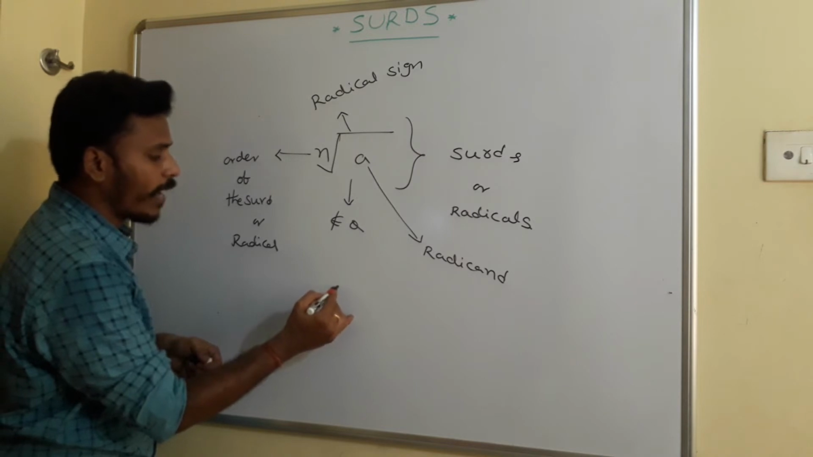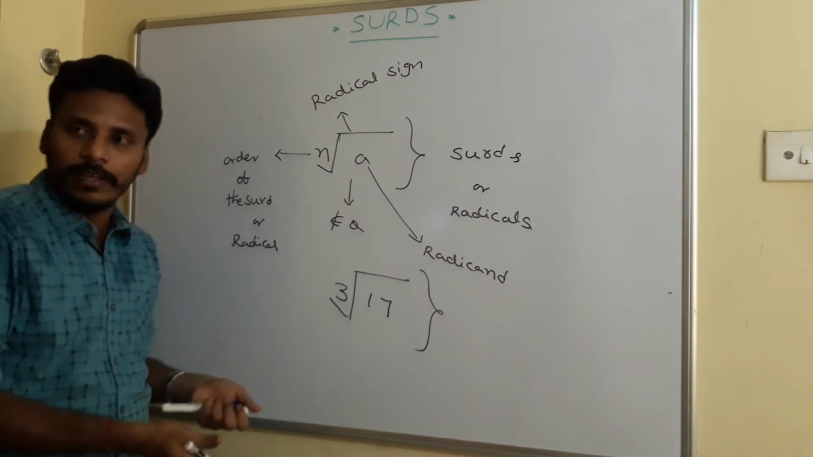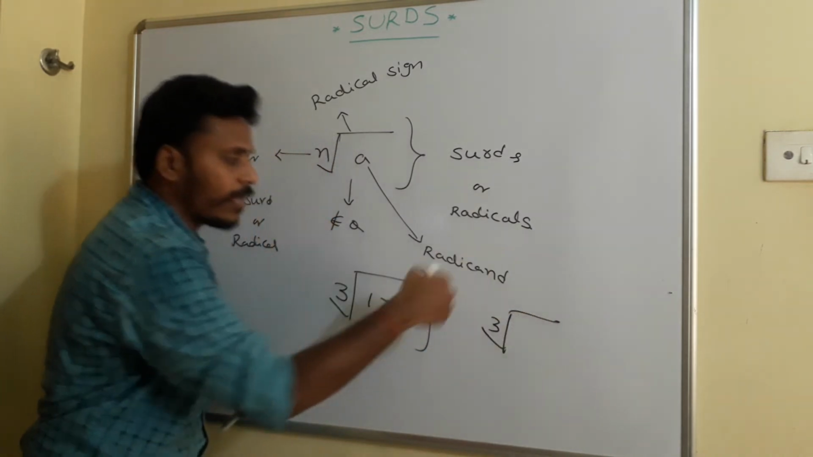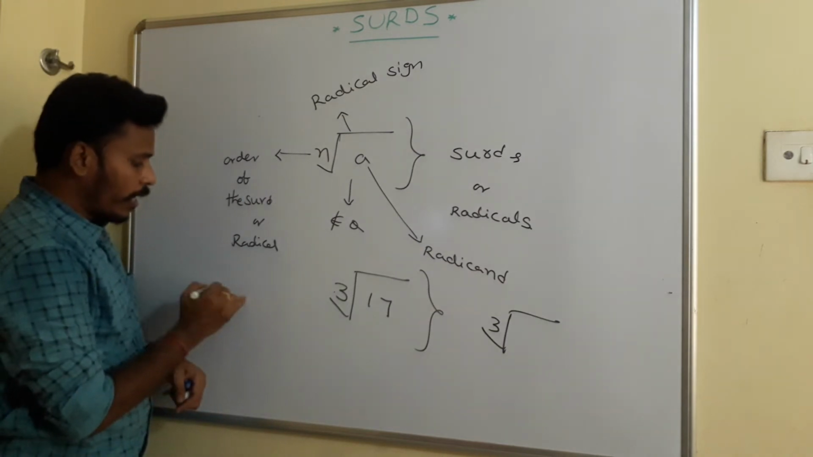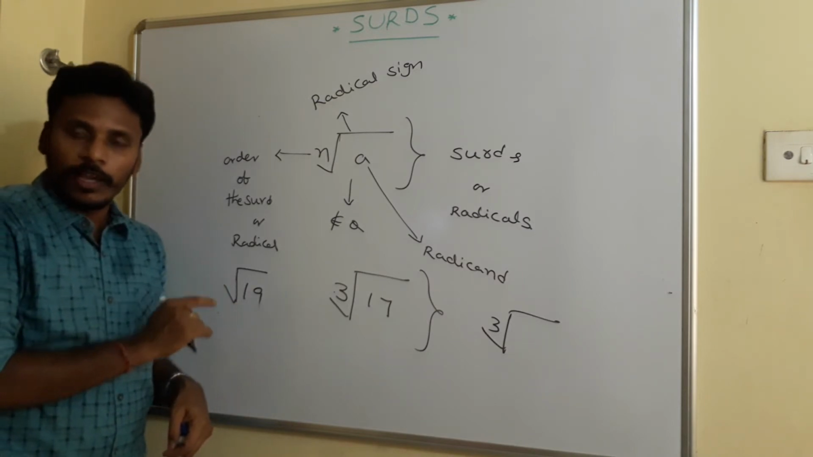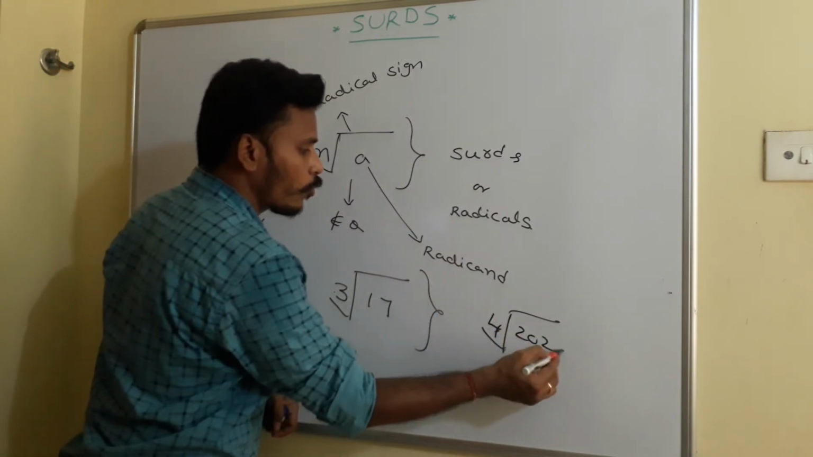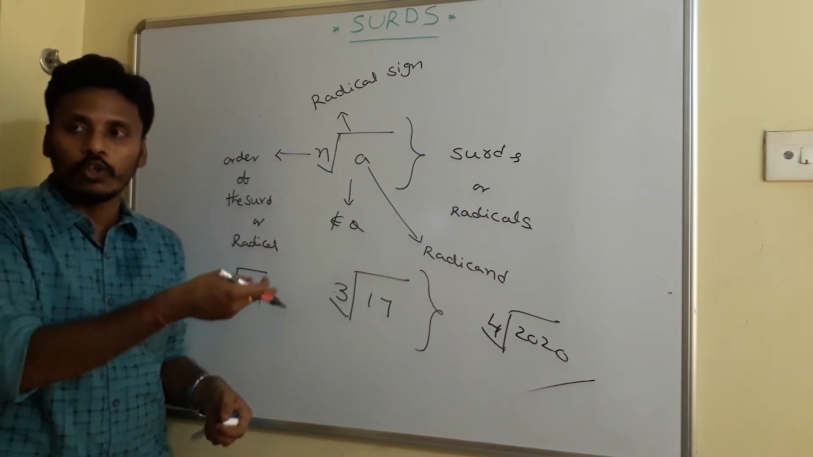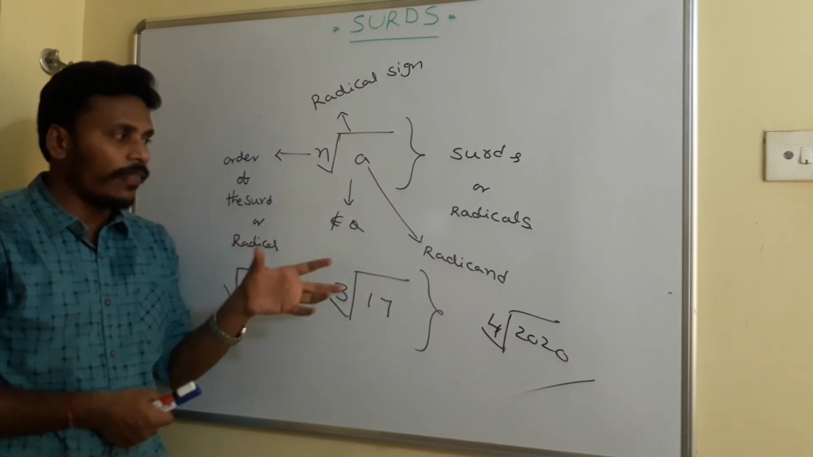Suppose you go for an example, cube root of 17. Cube root of 17 is a surd or a radical. 17 is the radicand, the cube root symbol is the radical sign, whereas this 3 makes it a surd of order 3. If you say root 19, this is a surd of order 2 since we have 2 here. And if you have 4th root of 2020, this is a surd of order 4. So this is some terminology related to surds, right? Just take a screenshot of this and then I move to the next one, right?